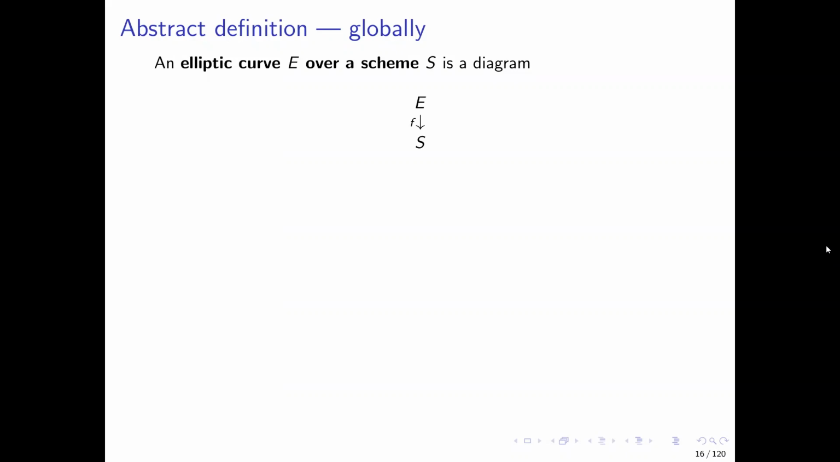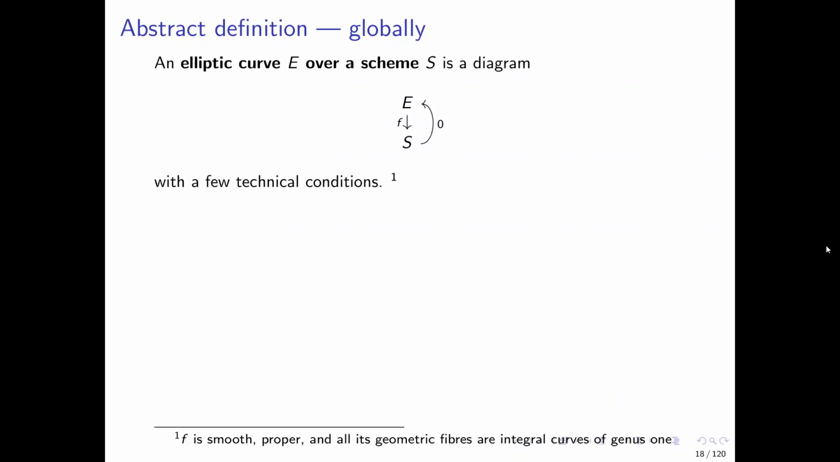So an elliptic curve over a scheme is a diagram. E is a scheme and S is a scheme. There's a diagram in the category of schemes from E to S, and you have a map going up. That's an elliptic curve, plus a bunch of technical conditions. Basically, F is smooth, proper, and all its geometric fibers are integral curves of genus 1. Whatever that is, that doesn't really matter. The point is that it's basically a diagram going up, down, and going up. The thing going up is a section.